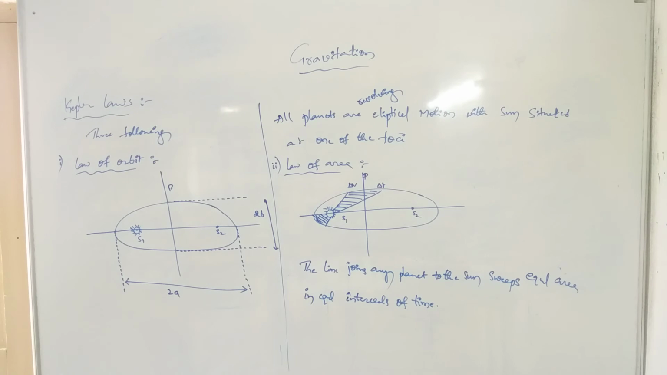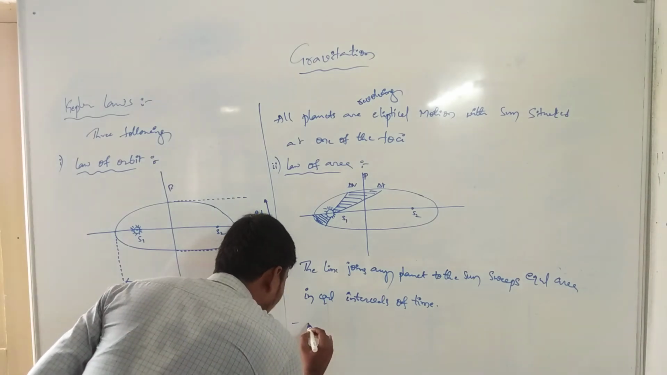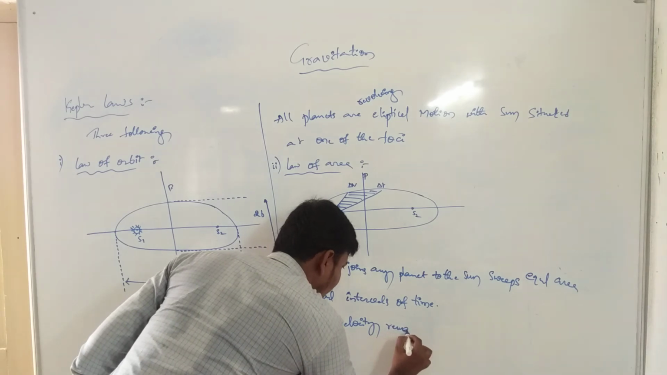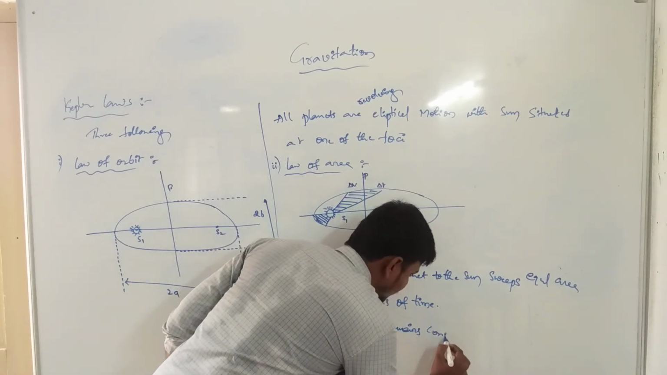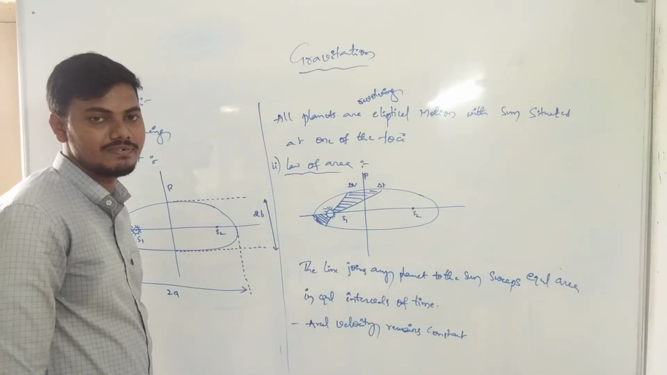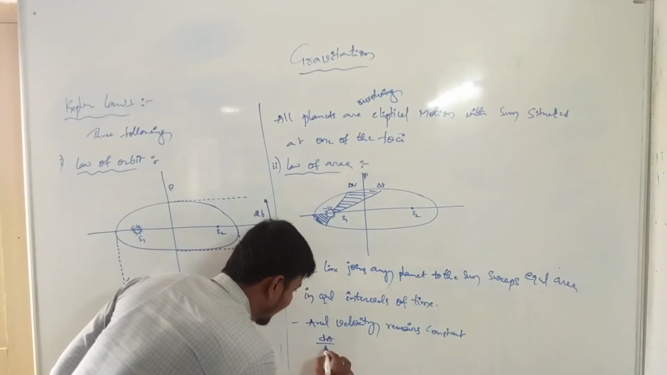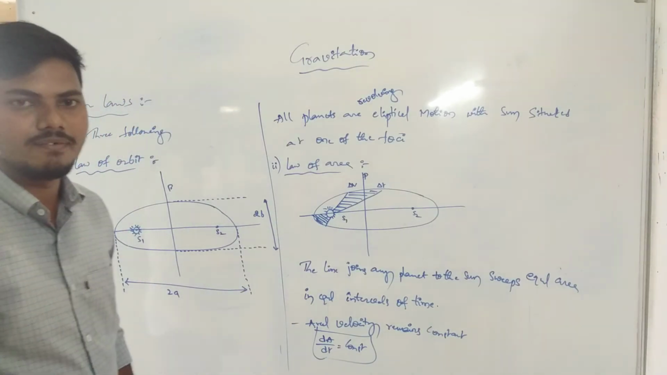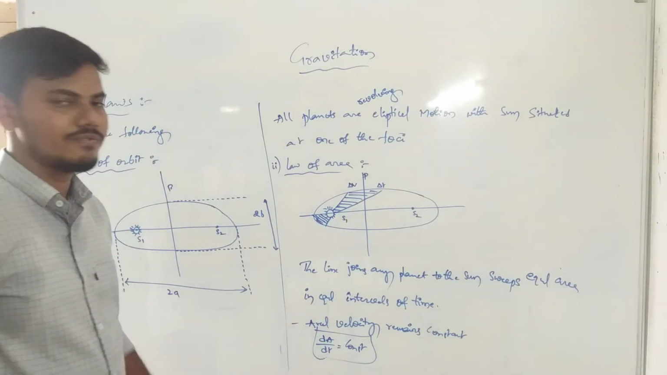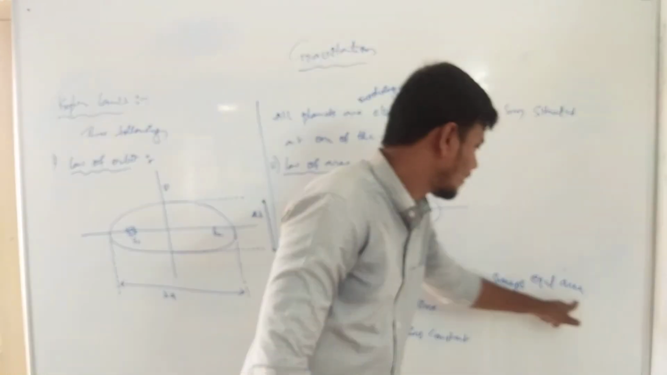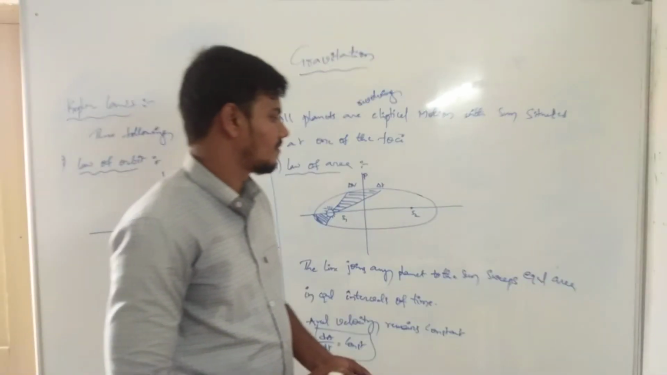The areal velocity remains always constant. Now which type of areal velocity do we introduce? dA by dt is equal to a constant, dA by dt is always constant. Now this is the law of area. Always the areal velocity remains constant since we have equal areas in equal intervals of time.